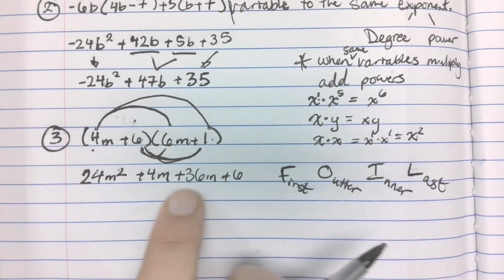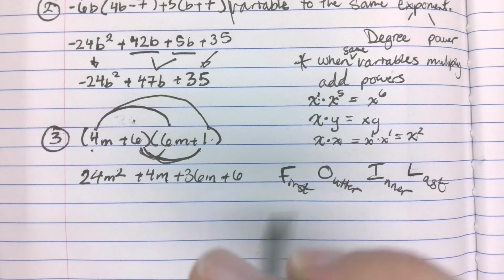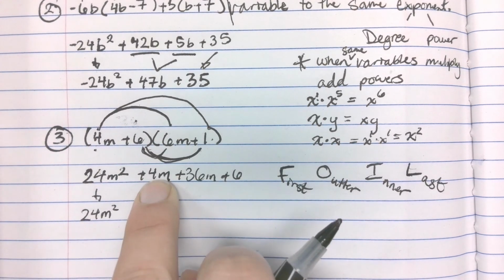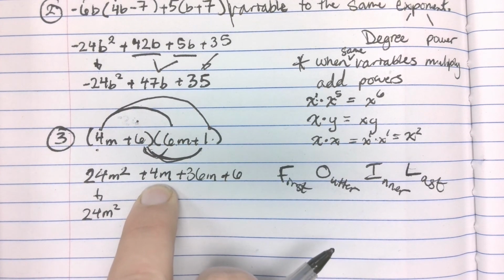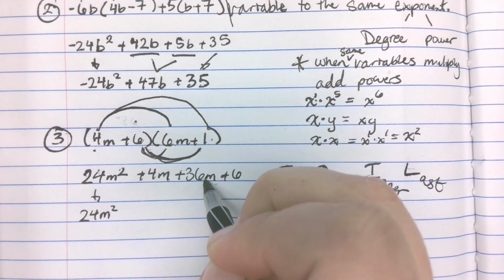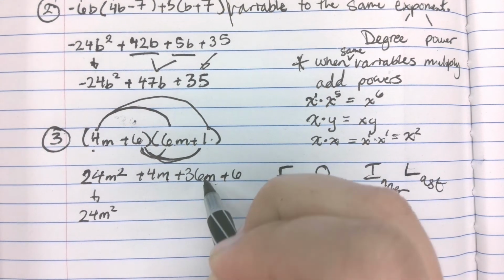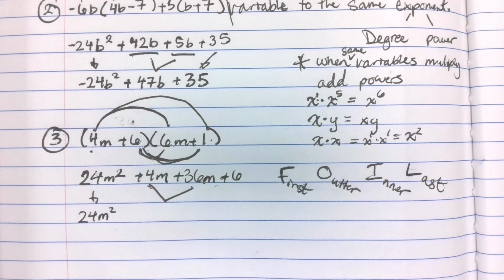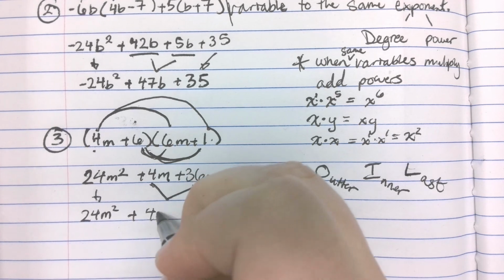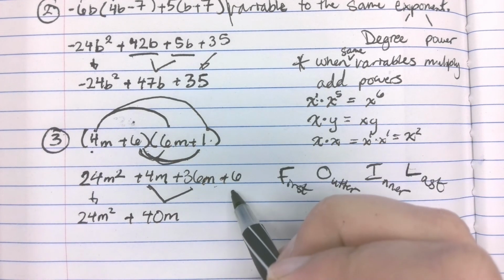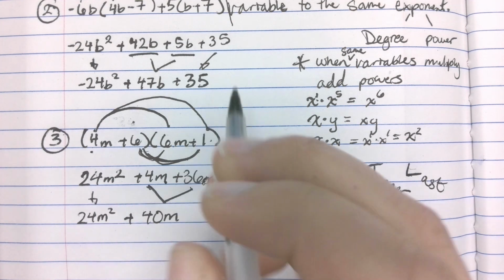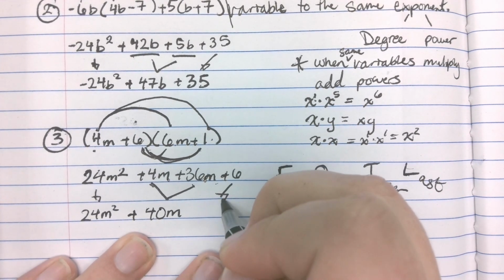Are there any other m squareds? No. So just drop them down. Are there any other groups with m's in it besides the 4m? Yeah. Which one? 36. Do they have the same variable? Yes. Do they have the same power? Yes. Yep, so those go together. What's 36 plus 4? 44. Just 40. 40m. And then the 6, is there any other thing that's just a number with no variable? No. What do we call it when it's a number with no variable?